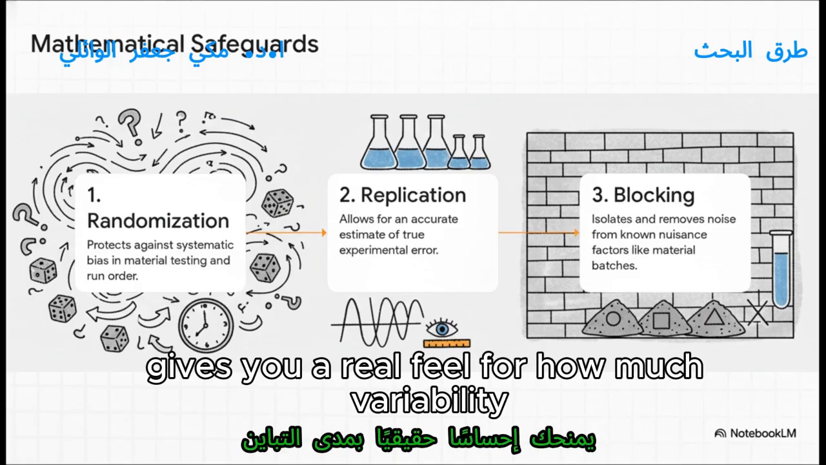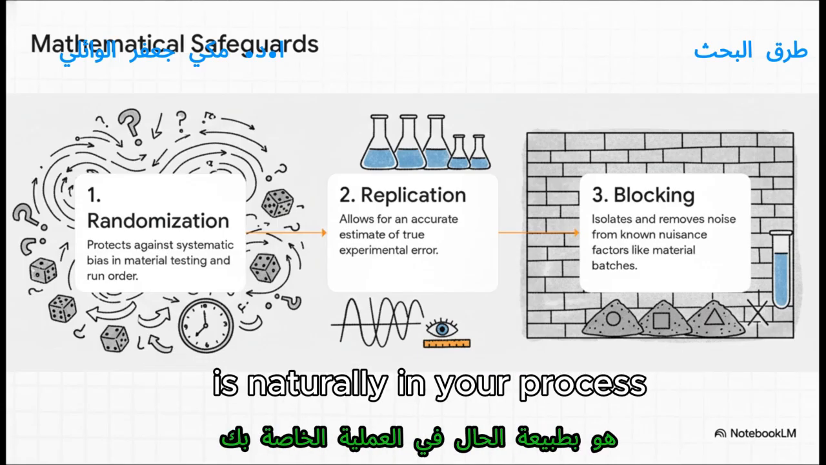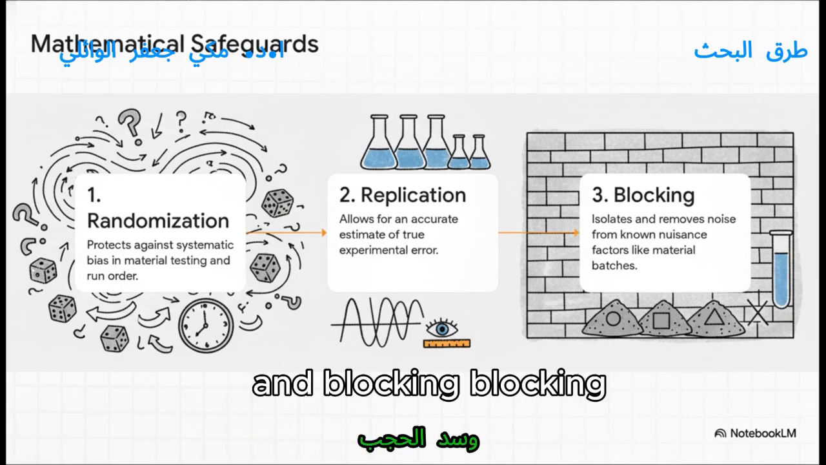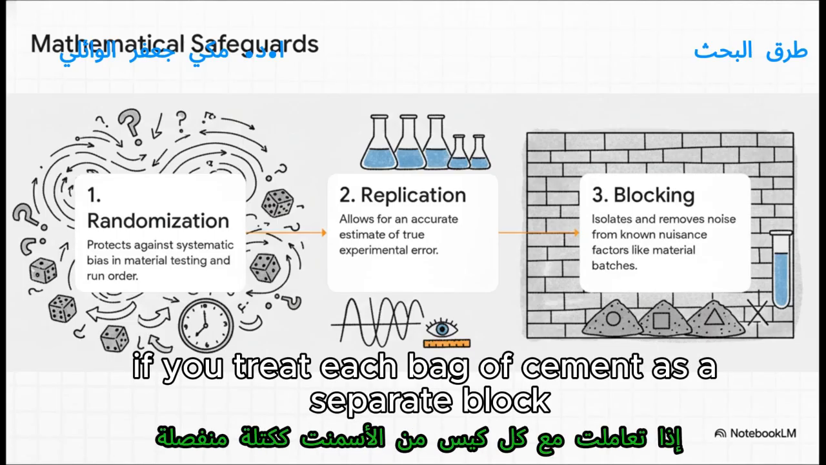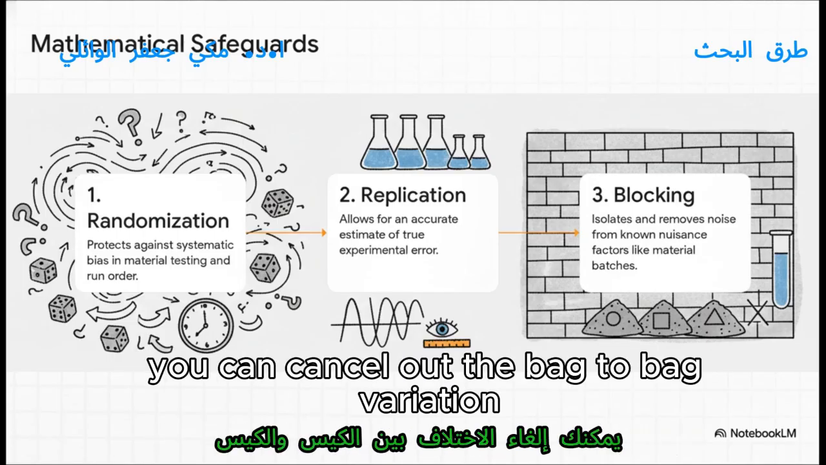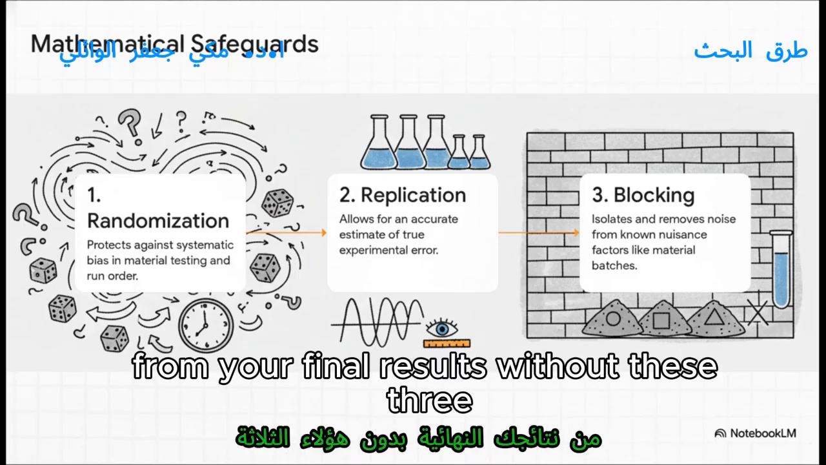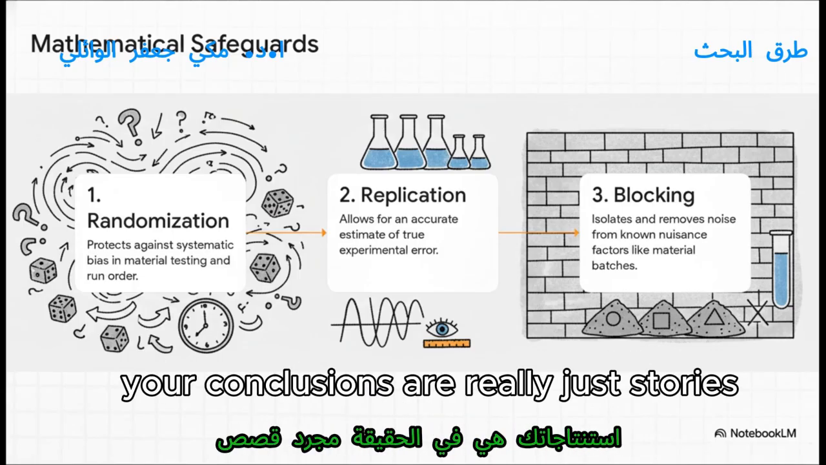Replication gives you a real feel for how much variability is naturally in your process. And blocking helps you isolate noise from things you can't control. For instance, if you treat each bag of cement as a separate block, you can cancel out the bag-to-bag variation from your final results. Without these three, your conclusions are really just stories.